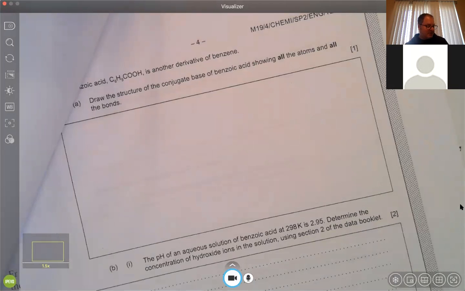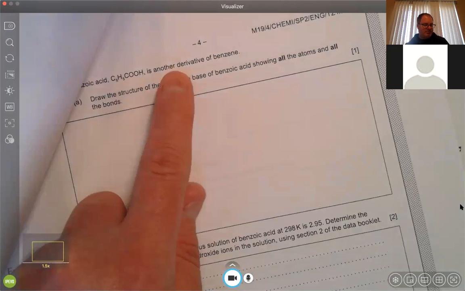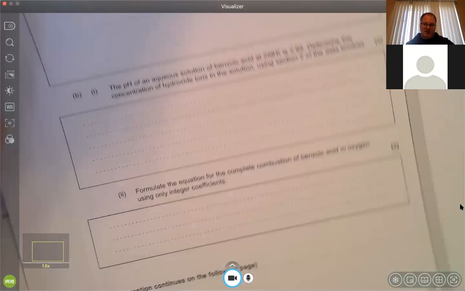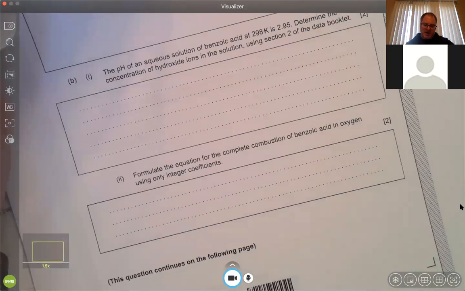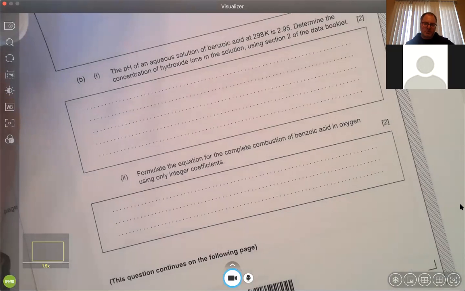Formulate the equation for complete combustion of benzoic acid in oxygen. So basically, you would write this formula plus O2 and then be able to balance it. That's the last question on here. And again, that's just balancing a combustion reaction equation. And I'm assuming that you can do the oxygen number. You remember how sometimes it's a fraction and then you have to multiply everything by 2? Yeah. Cool.